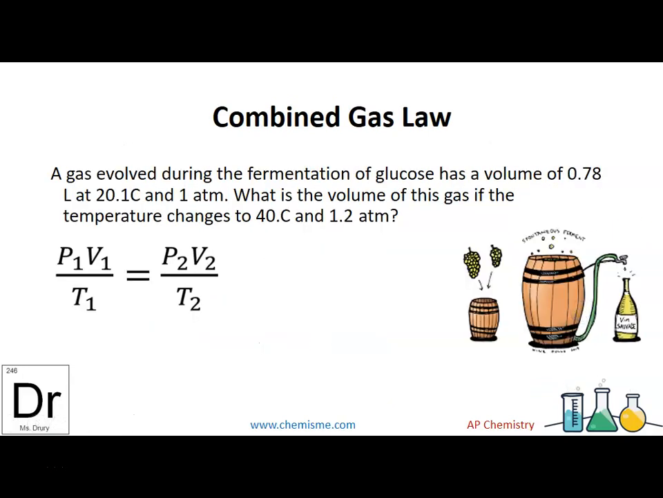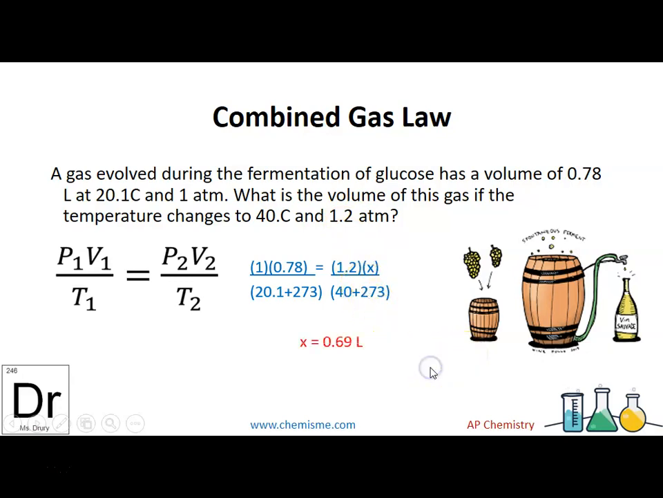Here's another example. A gas evolved from the fermentation of glucose has a volume of 0.78 liters at 20 degrees room temperature and 1 atmosphere, which is sea level. What is the volume of that same gas if the temperature was a little warmer in the room and the pressure was slightly higher than sea level? Would the bubble be bigger or smaller? So again, we're going to plug all the first numbers in on the left side. So it was 1 atmosphere, 0.78 liters, and then a Kelvin temperature on the bottom, and then change it to these new conditions of a warmer room and higher than sea level.